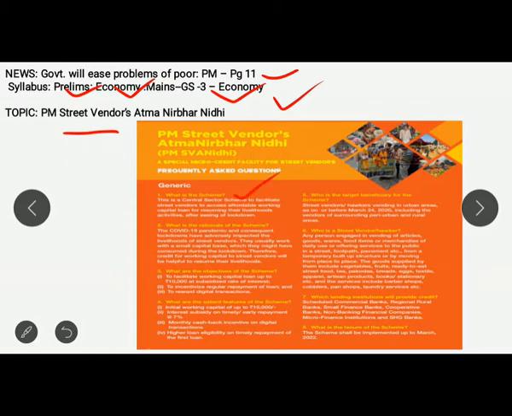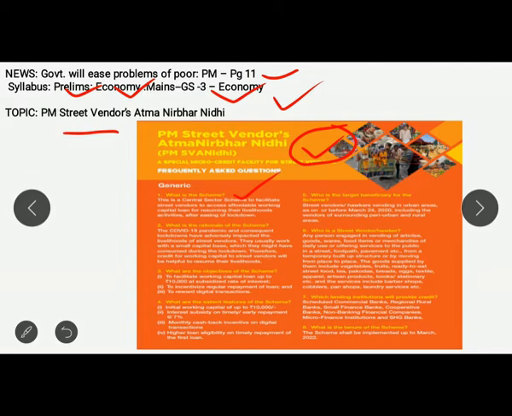Now, what is the scheme? Before understanding the scheme, it is simply said in a phrase that it is a special microcredit facility for street vendors. So, it simply defines what it is in this particular phrase. Now, what is the scheme? The scheme is a central sector scheme.